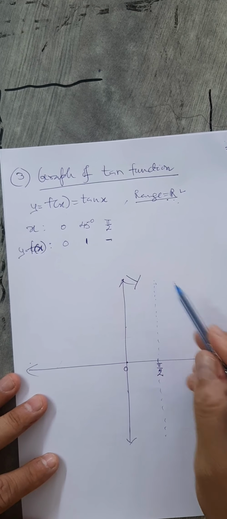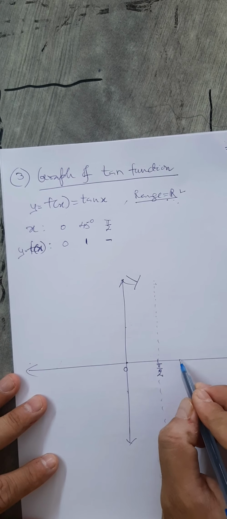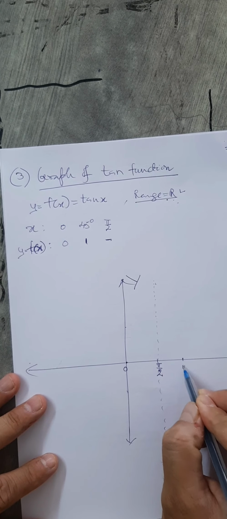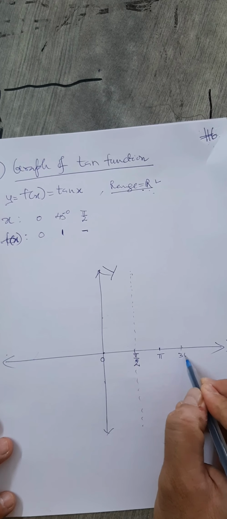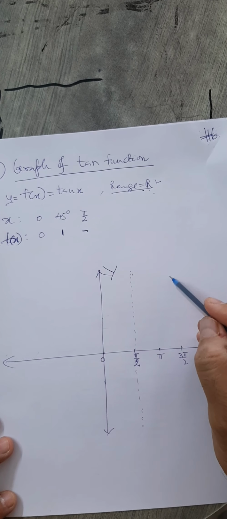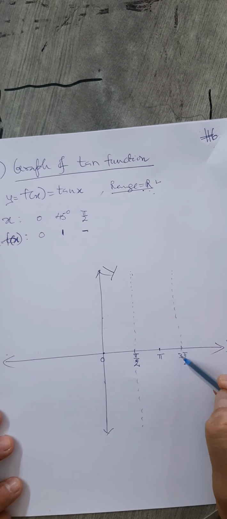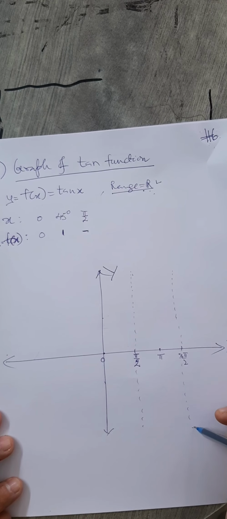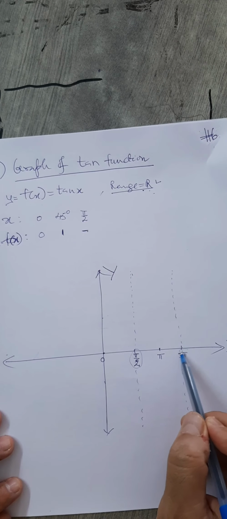It becomes very large. 0, pi by 2. Then here you have pi. Then here you have 3 pi by 2, for example. Again at 3 pi by 2 it is undefined. Look at the domain of the tan function, you will realize. R minus (2n plus 1) pi by 2. So you are not going to take multiples of pi by 2.